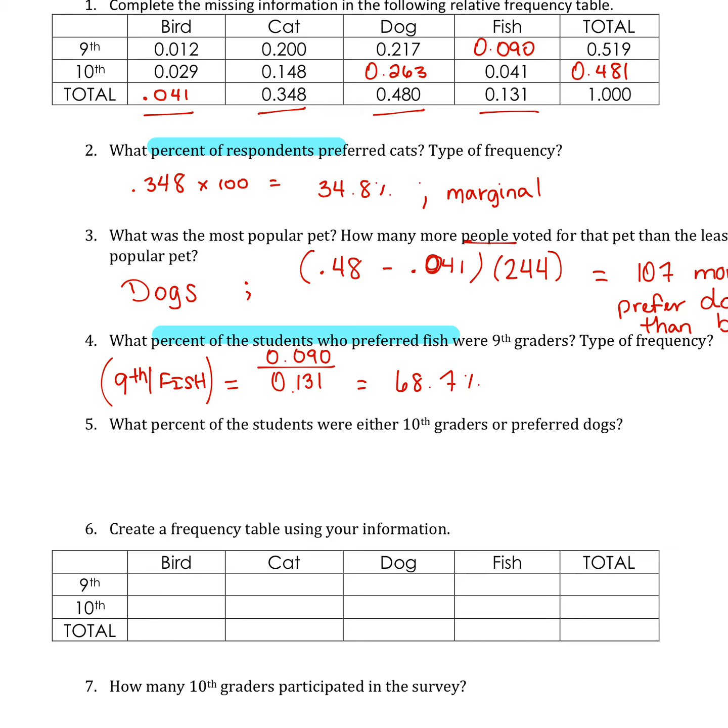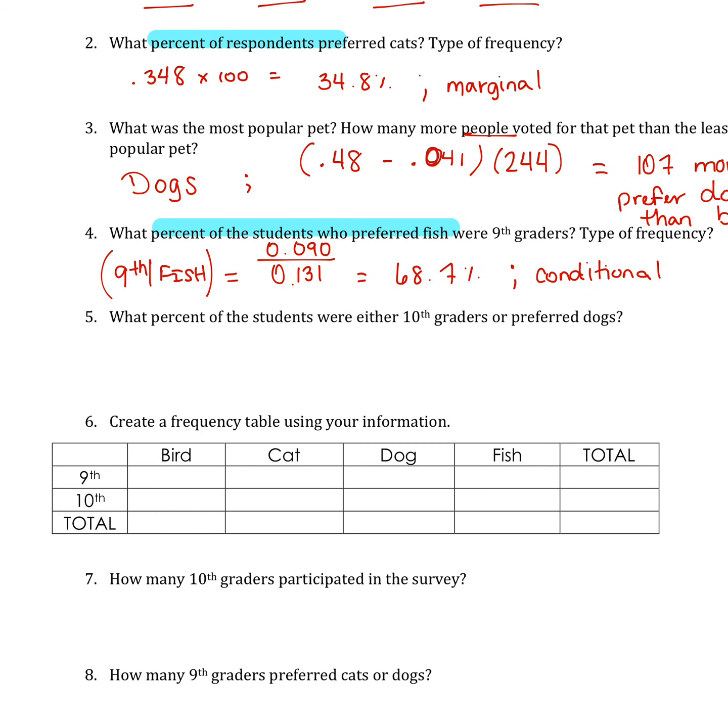Because they restricted our sample space, that is going to be conditional frequency. They put conditions on it. They said it has to be a student who preferred fish. It's not just every student that was surveyed.